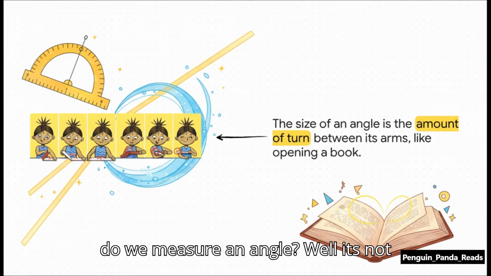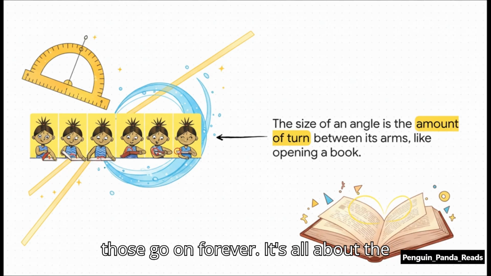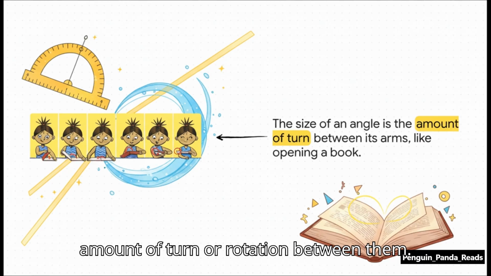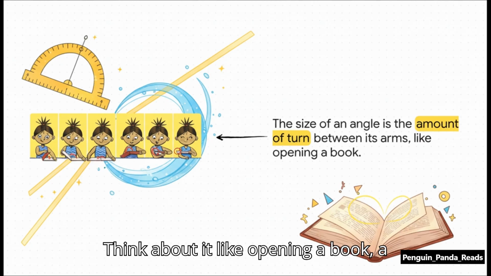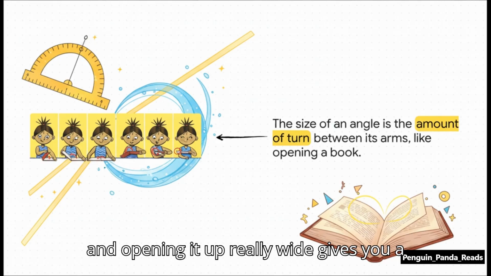So how do we measure an angle? Well, it's not about how long its arms are. Remember, those go on forever. It's all about the amount of turn or rotation between them. Think about it like opening a book. A tiny little turn gives you a small angle, and opening it up really wide gives you a large one.